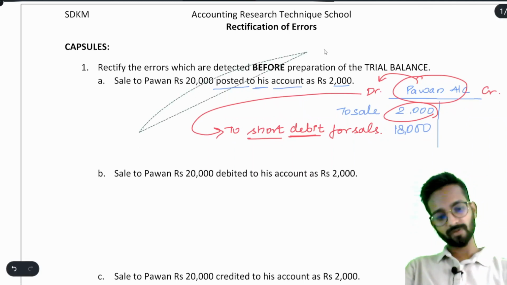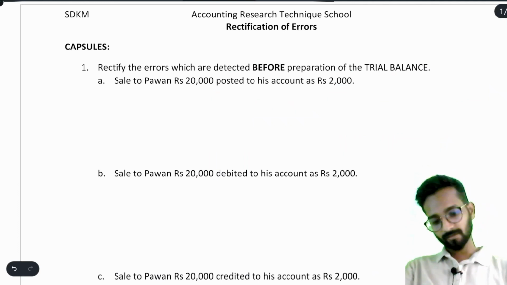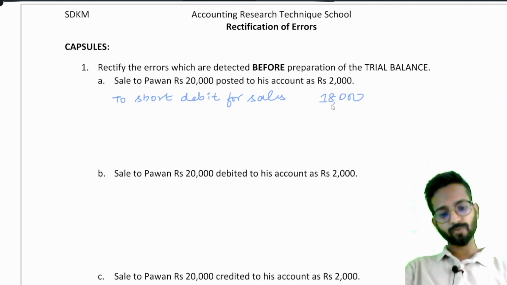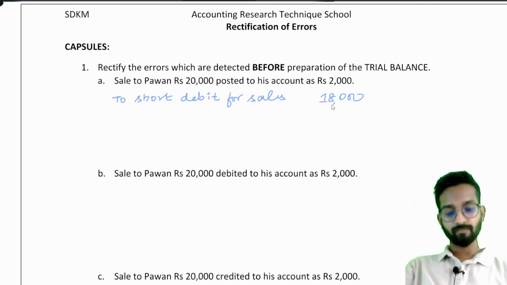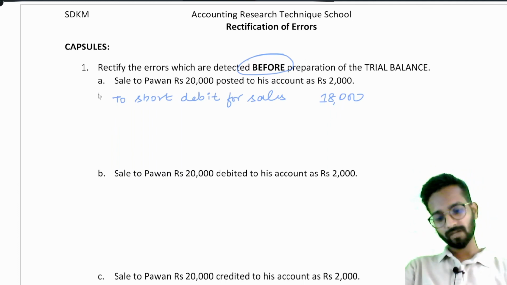Now this was the picture, but you are not supposed to draw this every time. You can just directly write here to short debit for sales, that is 18,000 rupees. Sir, are we not supposed to pass the journal entry now? No. Why? Because these things are detected before the preparation of the trial balance. Whenever it is before, you are just supposed to write a single statement. That's it, nothing else. Okay. So you will write this: to short debit for sales rupees 18,000.